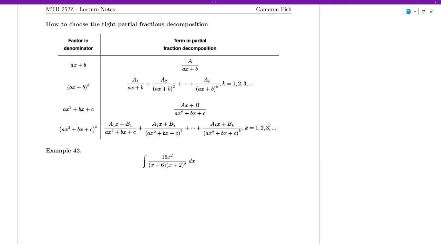So if there's a linear factor in the denominator, which just means something like 2x plus 1, something times x plus something, the b could be 0, like 2x is a linear factor. The a could be 1, x counts as a linear factor. Then you're going to get one fraction, which is a over that. Every single factor in the denominator gives you one of those fractions, and then you add them all up.